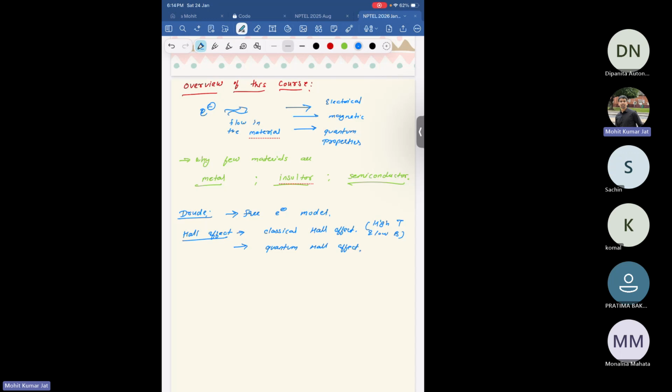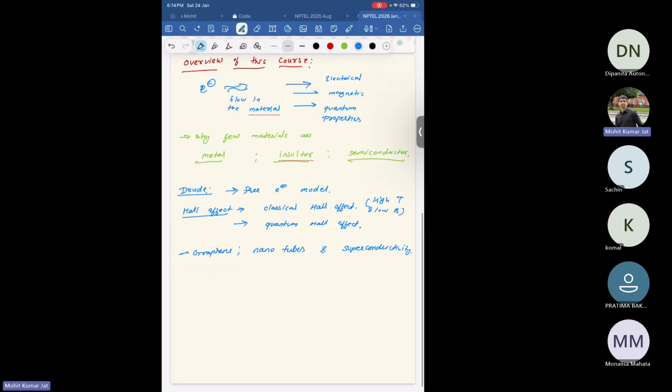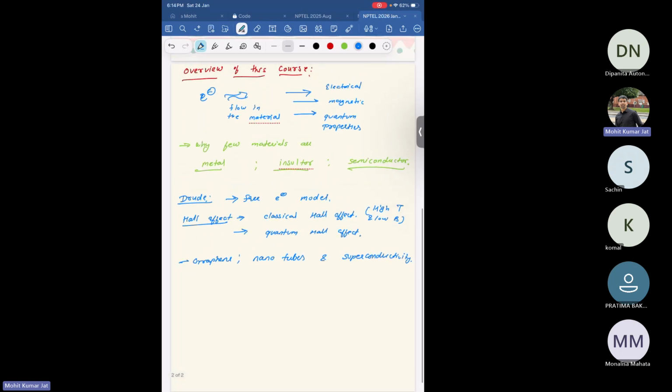And on these things only we'll be building up, and then at the last we'll be addressing the spintronics and the related emerging phenomena in the case of graphene, nanotubes, and superconductivity. So this is something which we'll be covering in this course, and the physics behind these phenomena and why they emerge. So this is the basic overview for this electronic properties of solids.